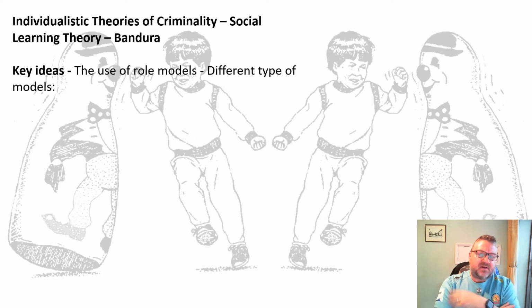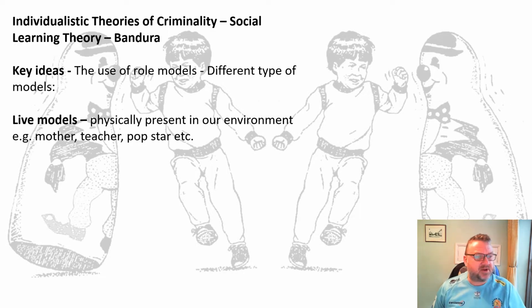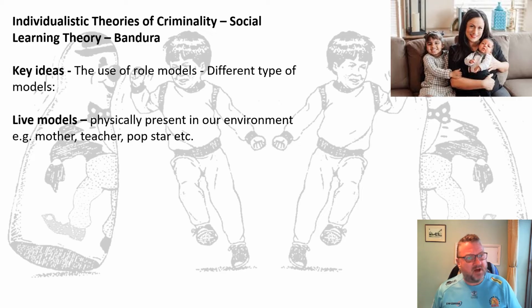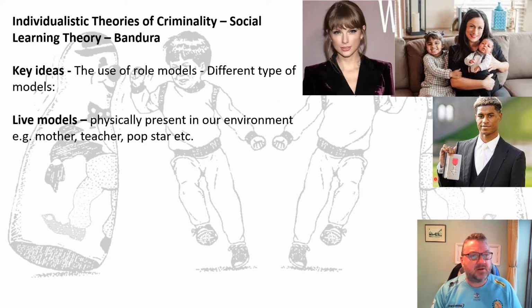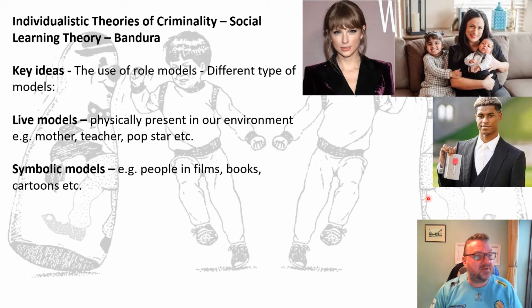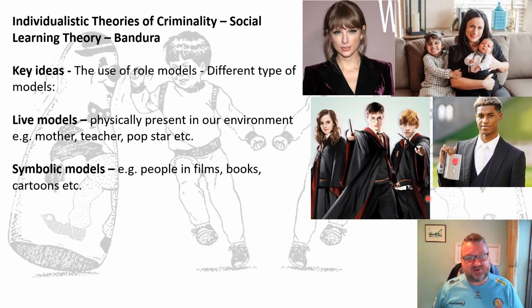There are different types of role model that we can imitate. There are live models, people that are physically present in our environment, and that might be a mother, a teacher, a pop star. So mother here, Marcus Rashford over here, very good role model. Taylor Swift is seen by many people as a good role model. Then we have symbolic models, people in films, books or cartoons, so fictional characters. I suppose Harry Potter, Ron Weasley, Hermione and so on might be seen as role models by some people.